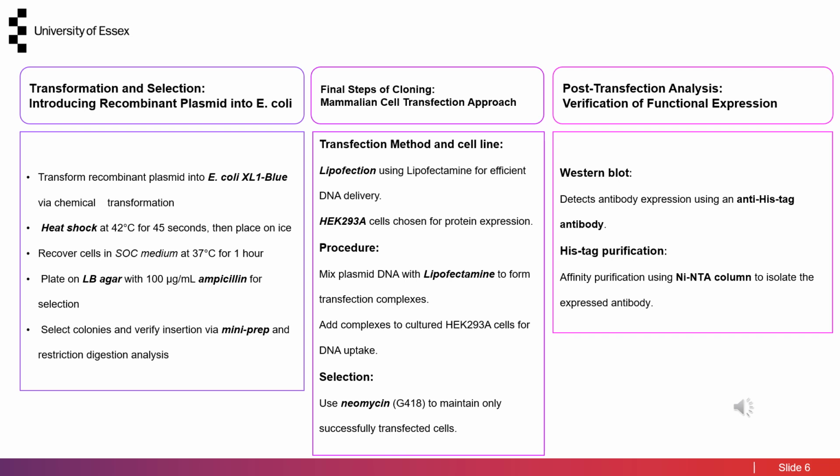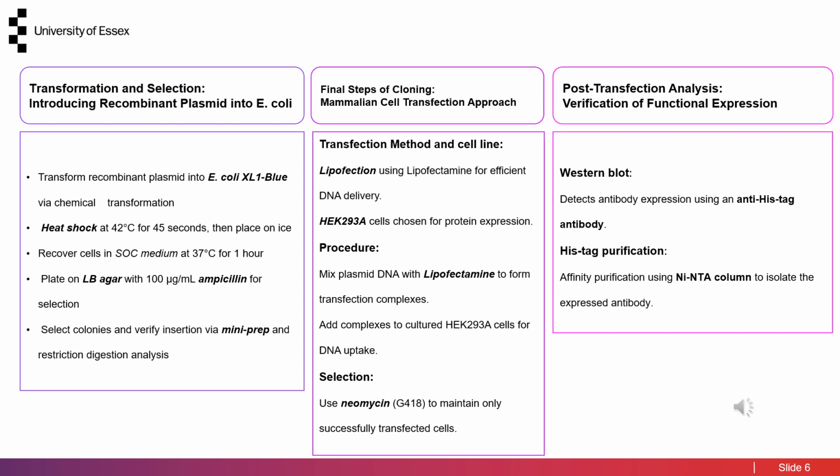In the transformation stage, the recombinant plasmid was introduced into E. coli XL1-Blue by chemical transformation. After heat shock and recovery in SOC medium, transformed bacteria were plated on Luria-Bertani agar with ampicillin for selection. Only colonies containing the plasmid would survive.